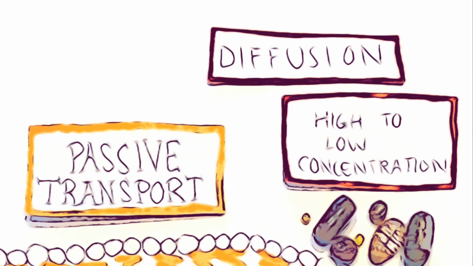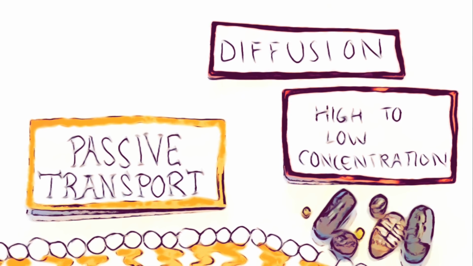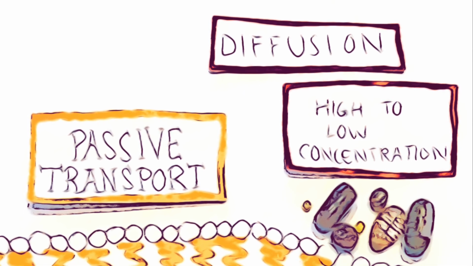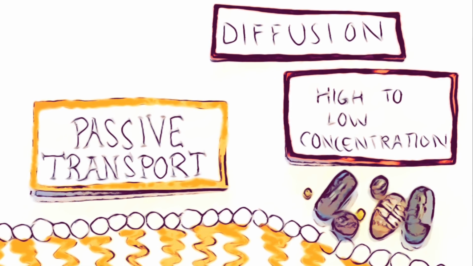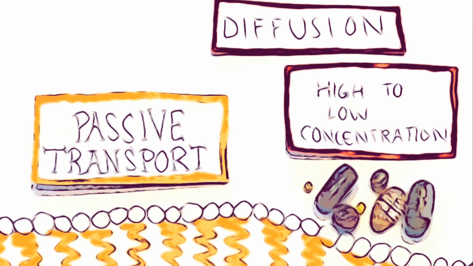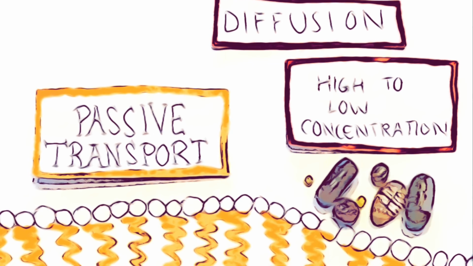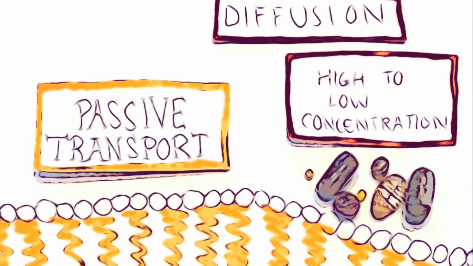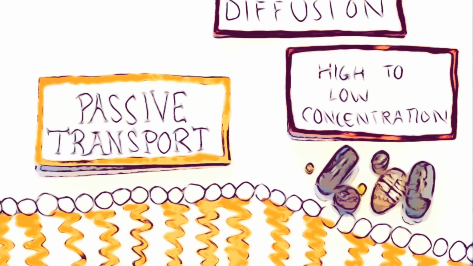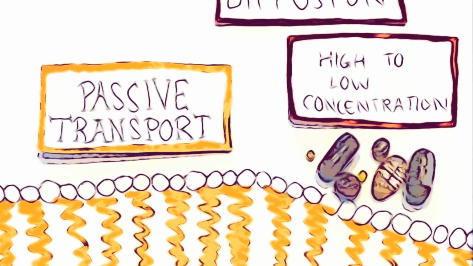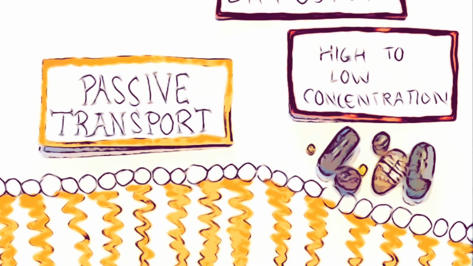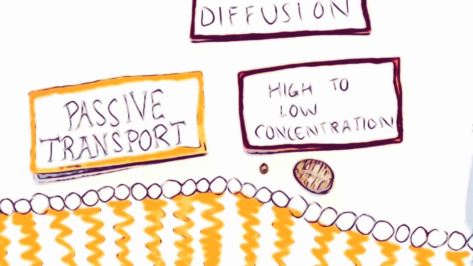The next kind of passive transport that I'm going to be explaining is called simple diffusion. And simple diffusion explains the way that substances go from areas of high concentration to areas of low concentration. Simple diffusion is a general term of particles moving from areas of high to low concentration, but when it comes to water, this would be called osmosis.